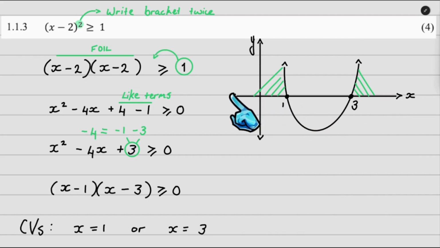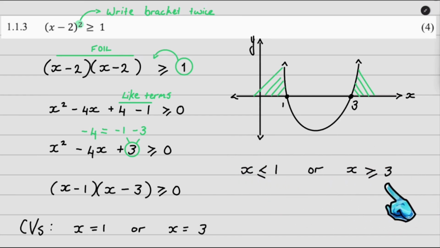So this first region is whenever x is smaller than 1. And also just make sure that if you have an equals to sign here, this inequality must have an equals to sign. The next region is whenever x is greater than 3. I'm going to get that positive y value. And that forms my final answer over there.